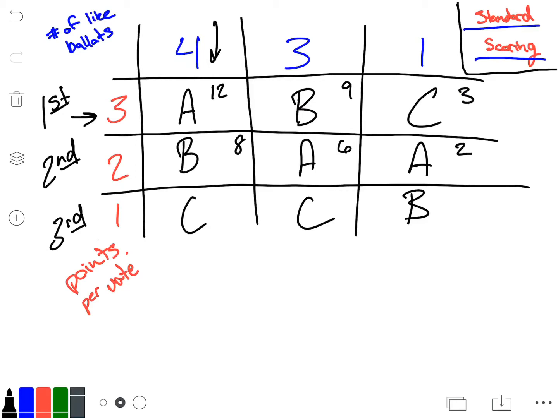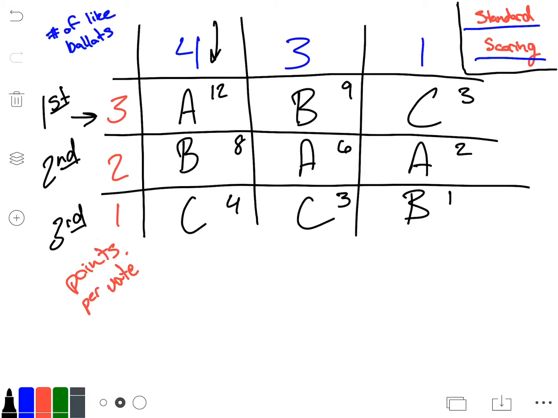Let's go down to our third place votes, all of which are worth 1 point. So there were 4 third place votes for C. So we will give 4 times 1 point is 4 points. In the middle column, 3 times 1 is 3. And then 1 times 1 is worth 1.